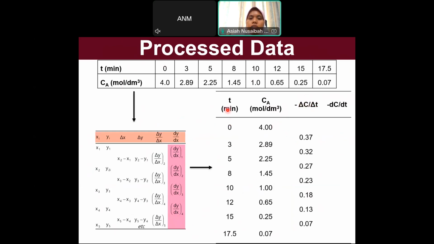So we find the change of t first: 3 minus 0, we get 3. 2.89 minus 4 is negative, but since we add the minus here, minus minus becomes positive. So this is minus change of C over change of t, and all the terms become positive since the concentration actually reduces with time. Now we have to find the minus dC/dt, the differential form. In order to do that, we use the graphical method.